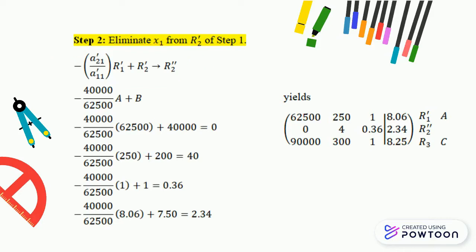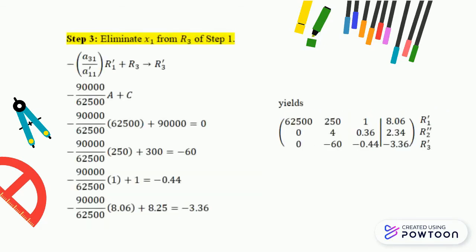From the equation, you will substitute the value of A^(1)_{2,1} and A^(1)_{1,1}, and R^(1)_1 will represent A and R^(1)_2. So from this you will get the answer as shown below. So for step 3, eliminate X1 from R3 of step 1.